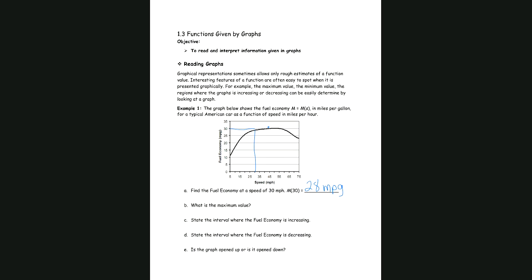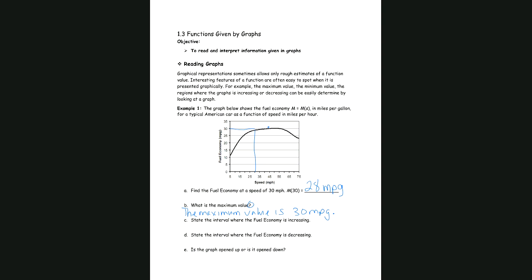Now I'm going to write this in a complete sentence because I have a question. The maximum value is 30 miles per gallon. Now we want to find on what interval the fuel economy is increasing, and then on what interval it is decreasing.